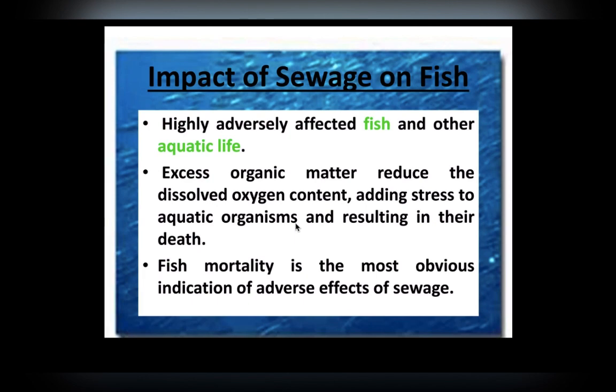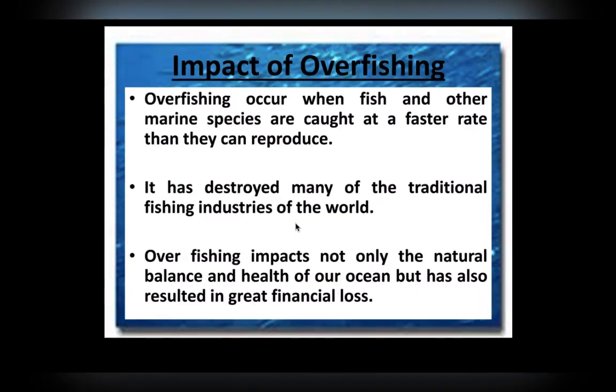Now, fish mortality is the most obvious one. The fish will start to die off, because the sewage water eats up their oxygen content. And then the fish and every other aquatic organism in the river begin to have problems. Then the impact of overfishing.